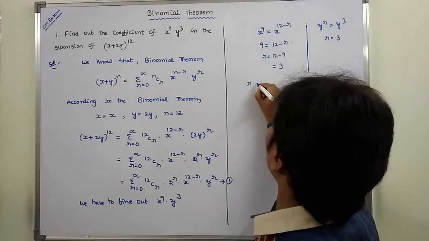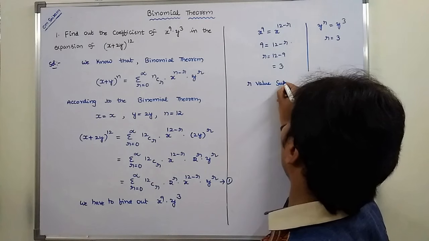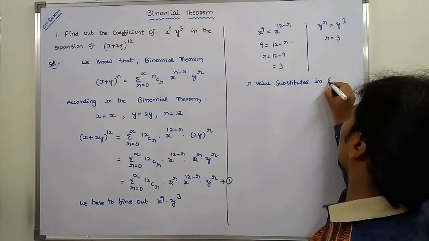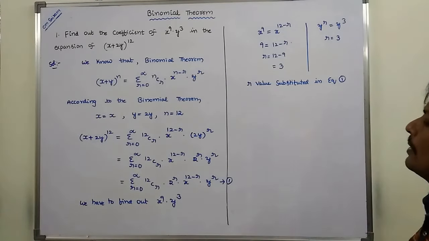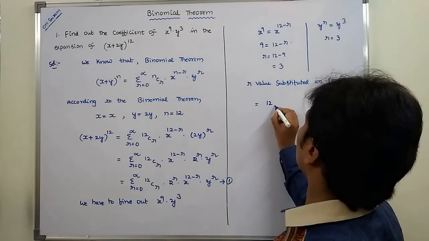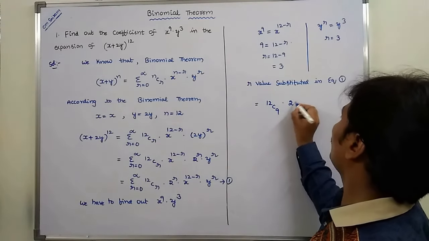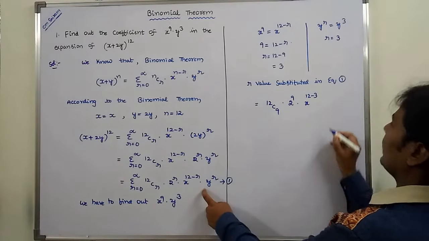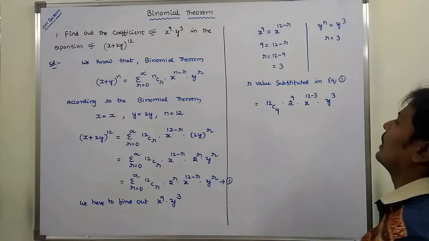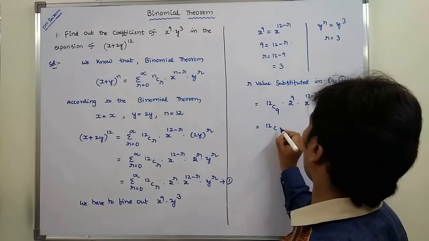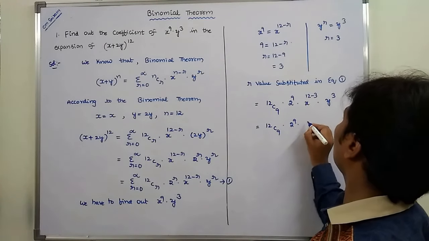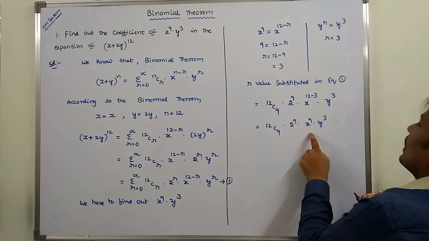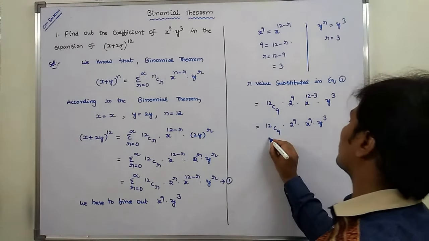So the r value is substituted in equation 1. Therefore, 12C9 into 2^9 into x^(12-3) into y^3. Okay. So then 12C9 into 2^9 into x^9 into y^3. So we have to find out x^9 y^3. So the coefficient is this one.